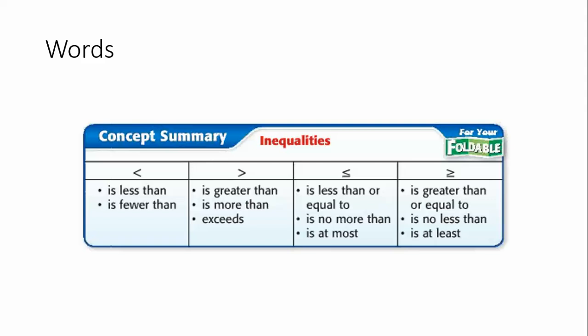Then the final symbol, greater than or equal to, again, is greater than or equal to, is no less than, or is at least. And again, it gets a little confusing because you see the words less or least, but you're using the greater than symbol. So if something is at least 10, then it means the smallest it can be is 10, but it can also be bigger than 10. So that's how that comes into play.